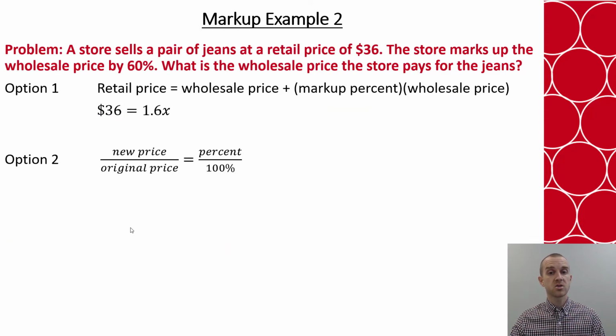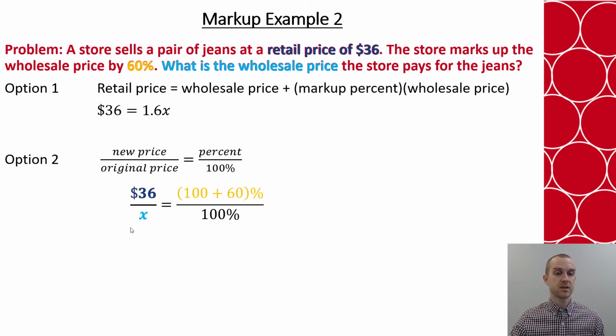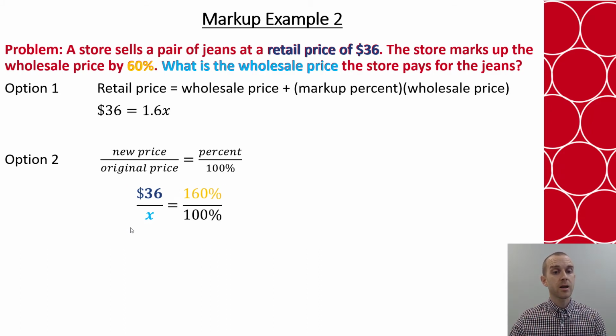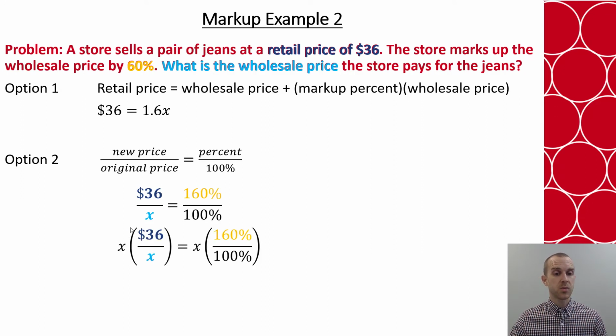Now, if I wanted to go to the other method, same process though. The new price is retail, the original price is my wholesale. So retail at $36, wholesale is unknown. The percent is still 100 plus the 60%, because it's 160% of the wholesale price. Now when I multiply both sides, you can do the cross multiply and divide, or I can say I multiply both sides by x. So x divided by x gives me $36 equals, and then again, 1 6/10 times x.